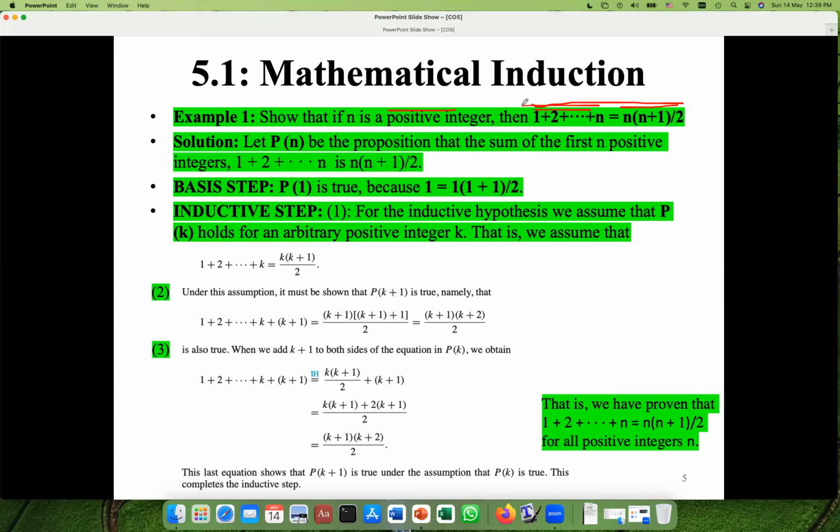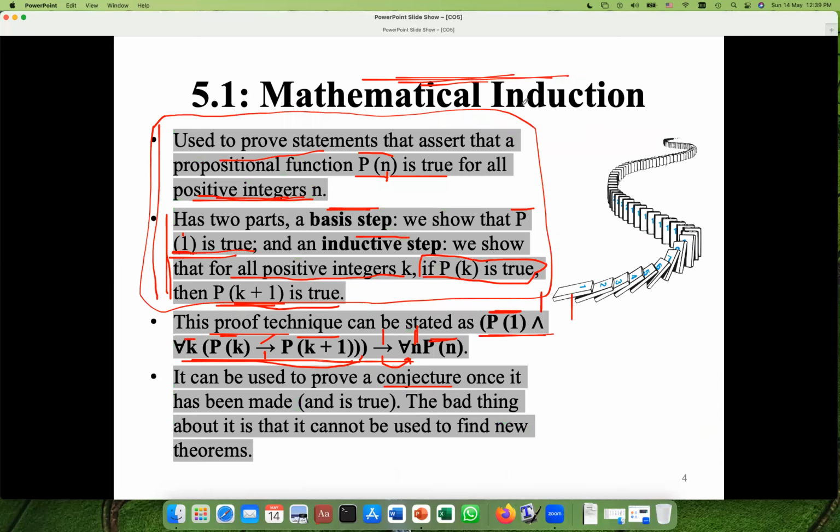So now the first thing, as I said previously, is that you have to identify the propositional function P(n). After that, you have to evaluate 2 steps. The first one is the basis step and the second one is the inductive step.